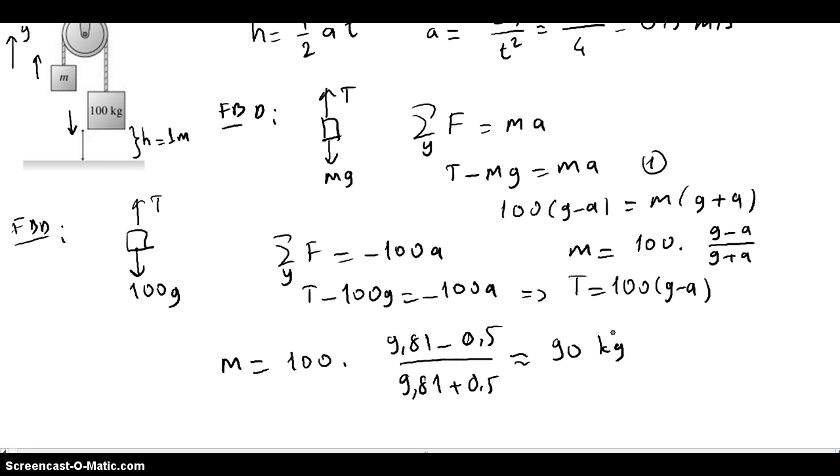So, well, it's right, m is smaller than 100 kilograms. You can simply understand this because the 100 kilogram mass is going down, so m should of course be less than 100. Alright, so this is one example solved by applying Newton's second law, and this system is known as Atwood's machine, and that's it.